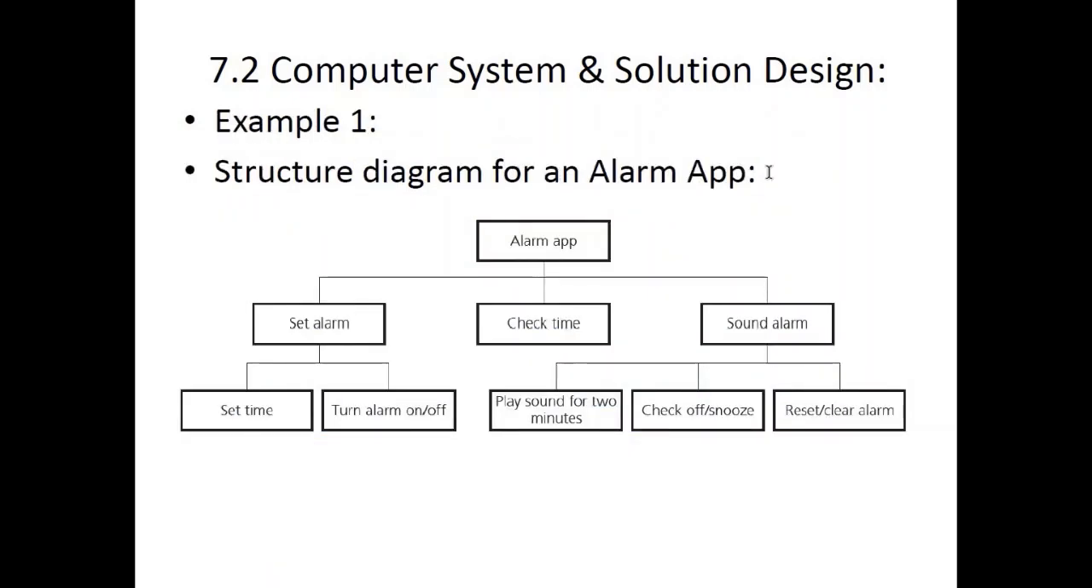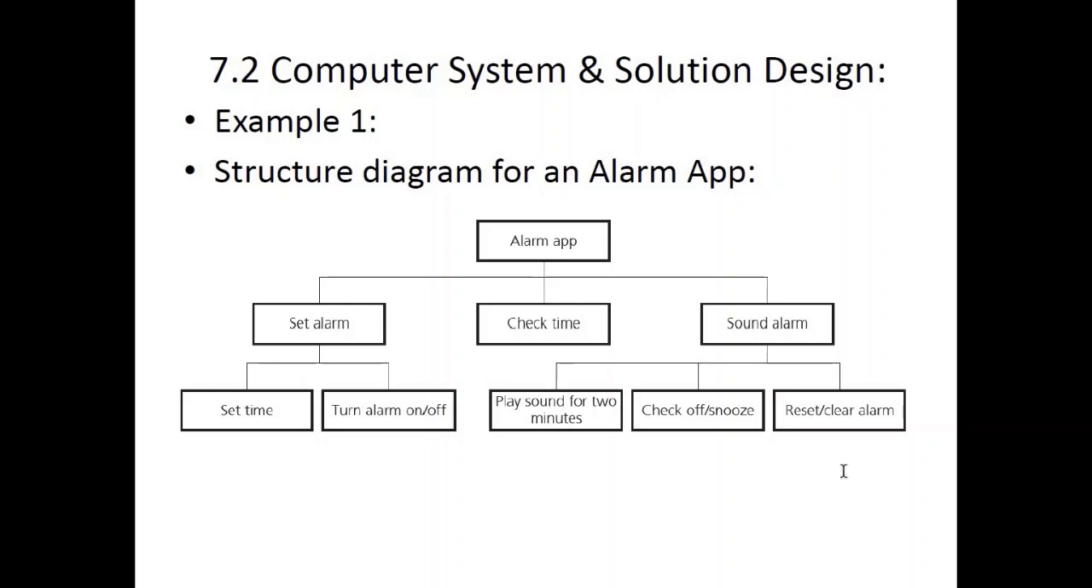For example, if you have an alarm app, then you can have 3 subsystems: set alarm, check time, and sound alarm. And then they can be further defined: set alarm can be defined as set time, at what time you want your alarm to sound, or turn the alarm on or off. Sorry, this is simply just turning on and off the alarm, whether you want the alarm to sound or not. Check time cannot be defined any more, this is a single function. And sound alarm can have play sound for 2 minutes, check off or snooze, or reset or clear alarm.